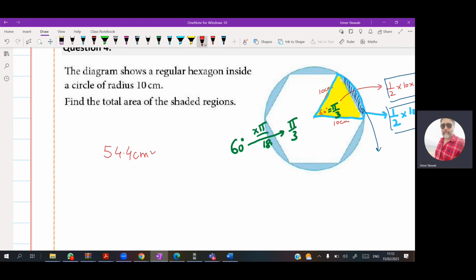Centimeters squared is the area of this, this, this, this. Did you see? I found that one area and then I multiplied by 6 to get the required area.